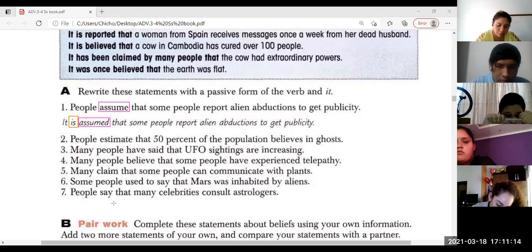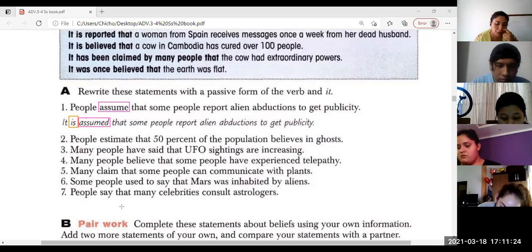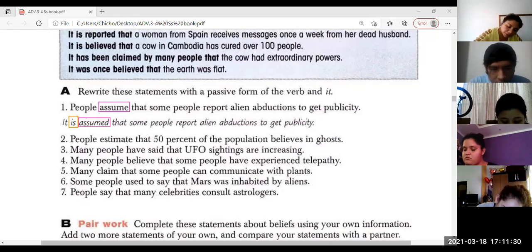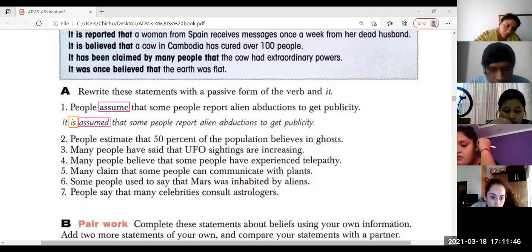Okay, let's do sentence number 2. People estimate that 50% of the population believes in ghosts. What can you change? How can you change this sentence, Luz Marina? What can you say? It is estimated that 50% of the population believe in ghosts. Okay. Don't forget that the verb needs to be written or said in the past participle form.